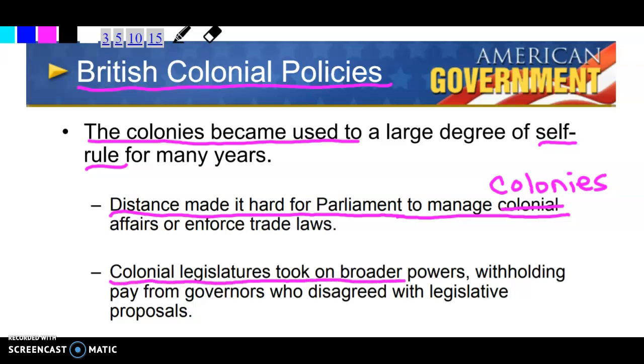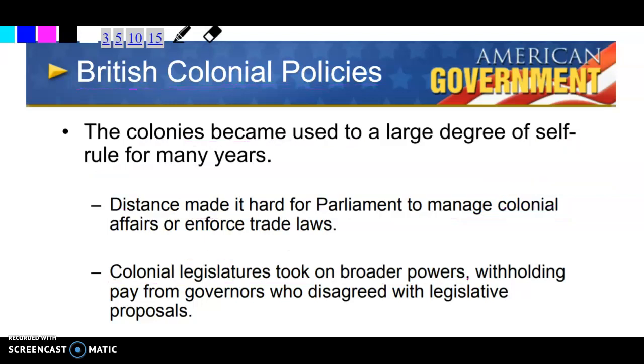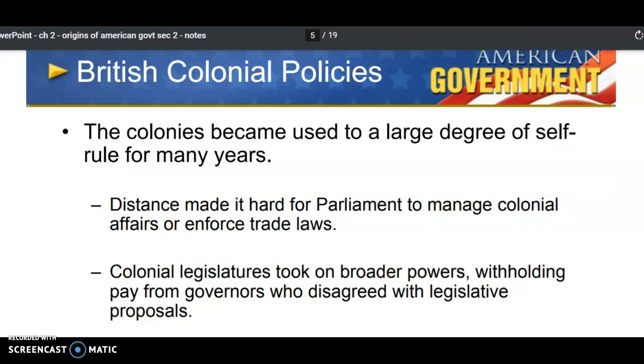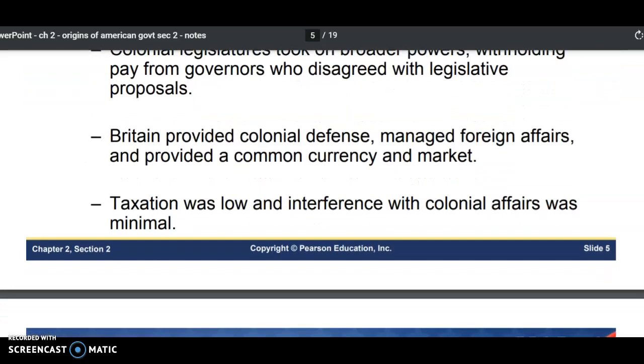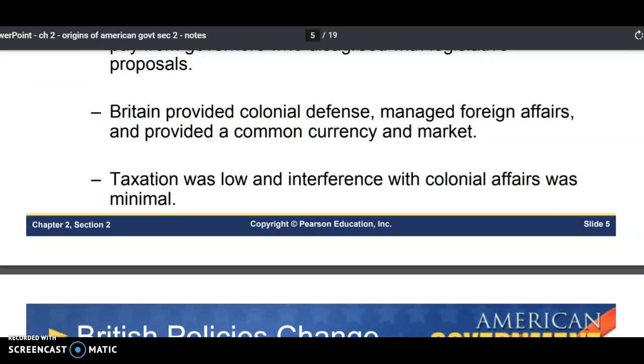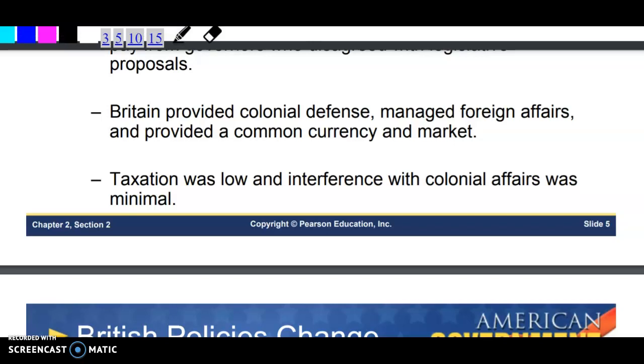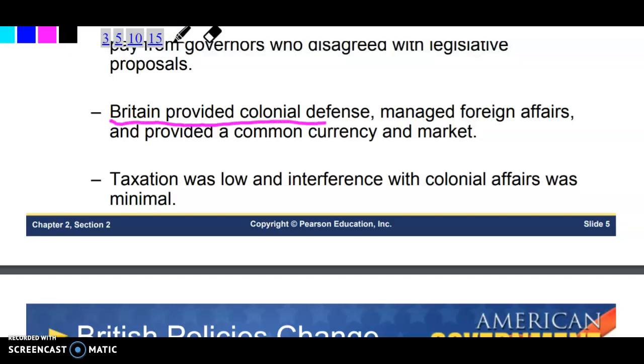The colonial legislators, another word for legislators is lawmakers. So the lawmakers of the colonies took on broader powers, such as withholding pay from the governors that were appointed by the king if they disagreed with their policies. At this time, Britain provided colonial defense. So they provided defense for the colonies.